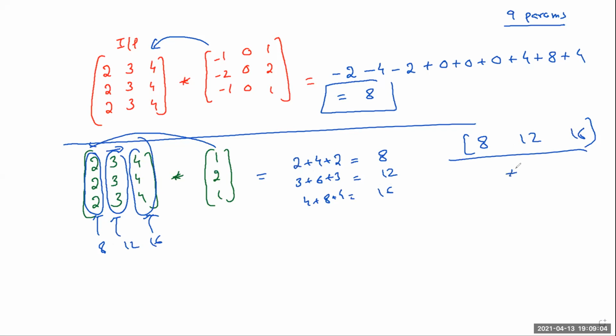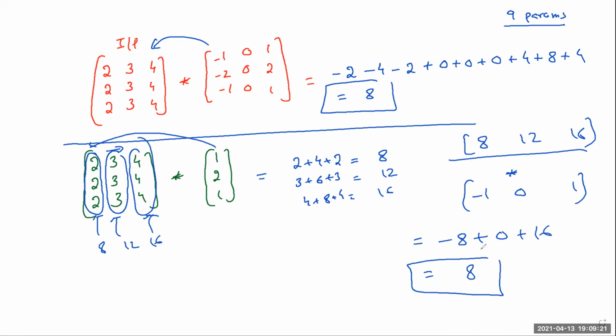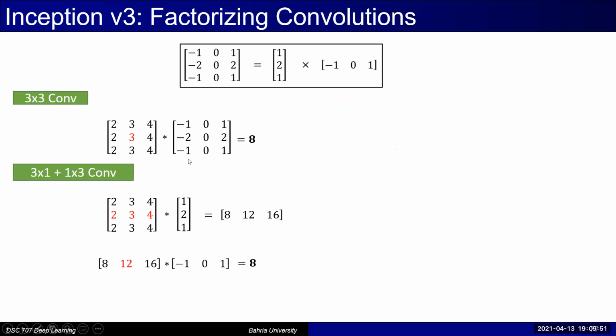Now on this, we again apply convolution, and now our filter is -1, 0, 1. You multiply the respective values together and add them, so it will be -8 plus 0 plus 16. So eventually we get 8. Now you see what was the answer we were getting with the 3 by 3 convolution? It was 8. And here again we are getting 8. But in this case, we have 6 parameters as compared to 9 parameters. So by factorizing convolution, we arrive at the same feature map, but the number of parameters is reduced. And once you are reducing the number of parameters, of course you are also reducing the number of multiplications.